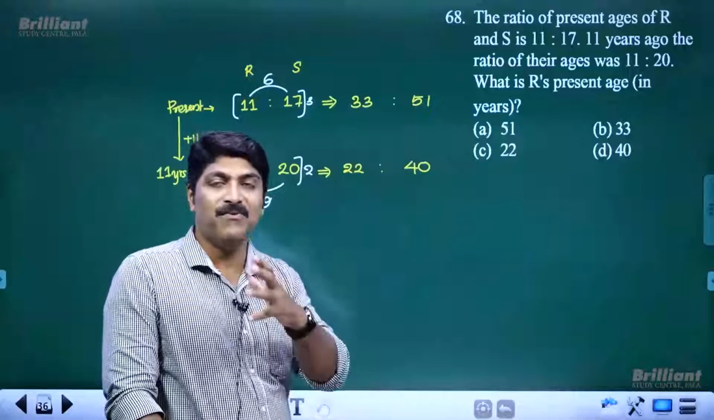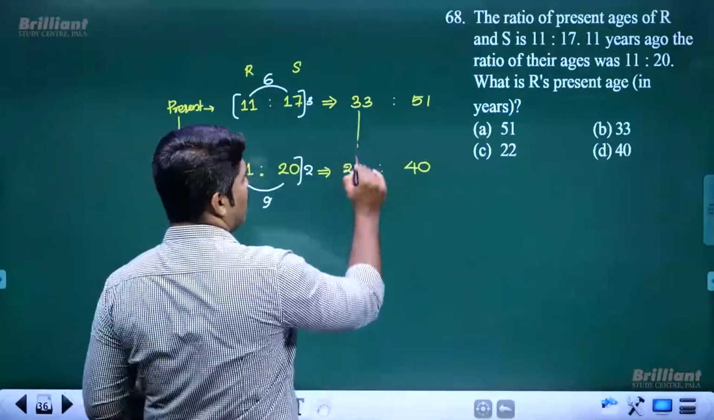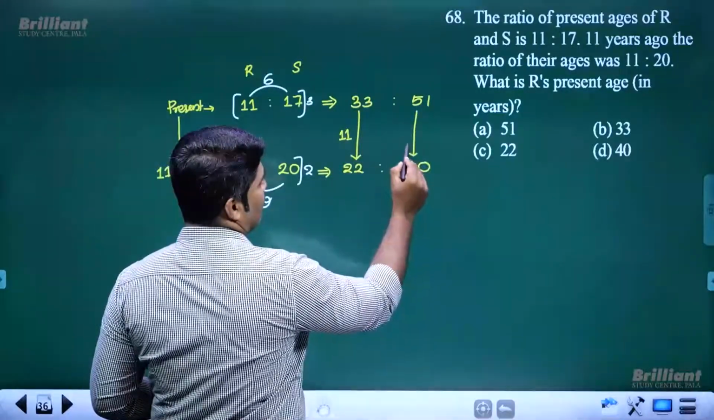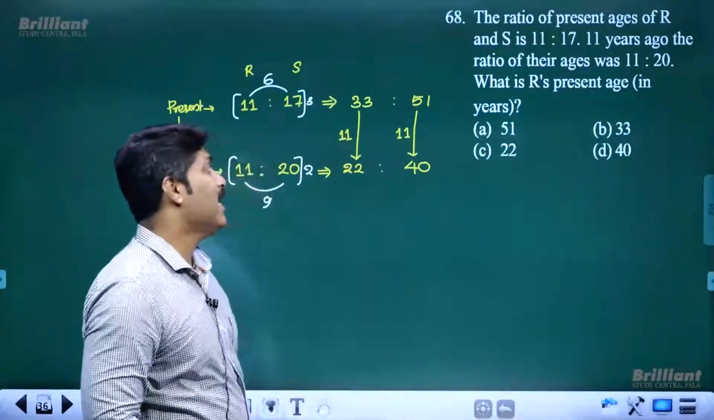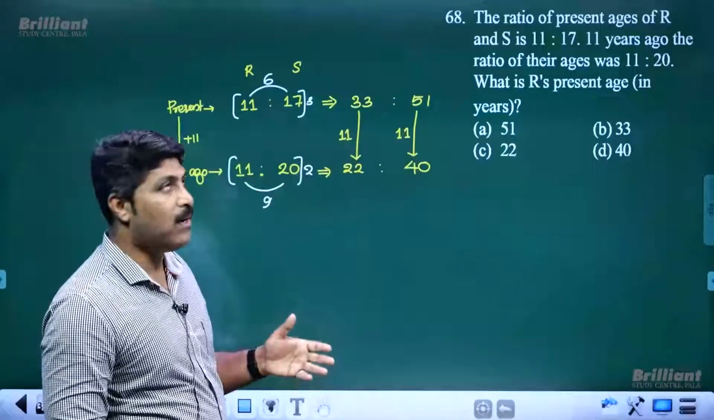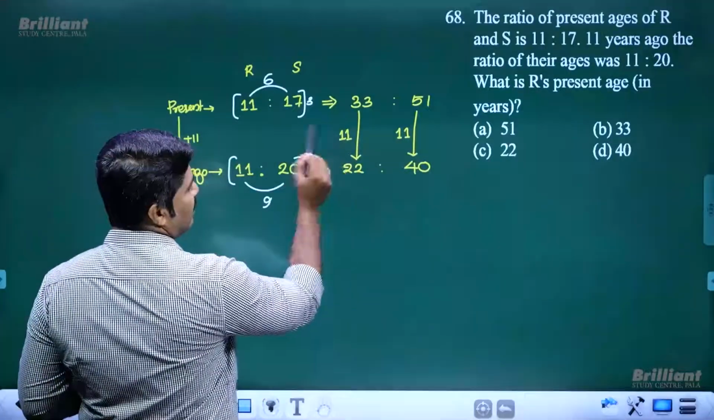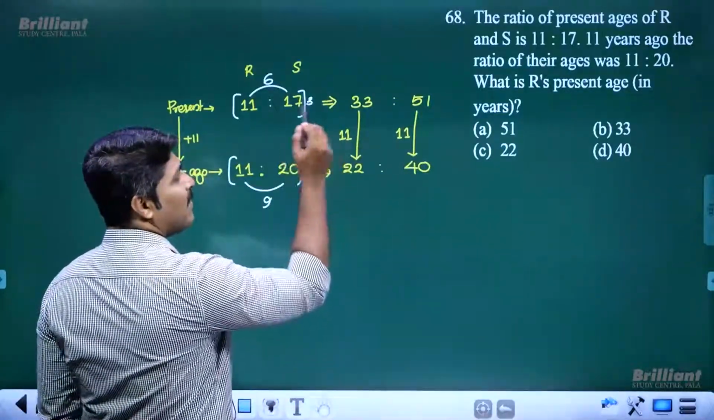Now the multiplicative factors are the same. So simply look here. What is the difference here? This is 11. And what's the difference here? This is also 11. Situationally, that difference in the given question is also 11. It doesn't always happen. Here, how can we connect? This 11 represents 11 years.